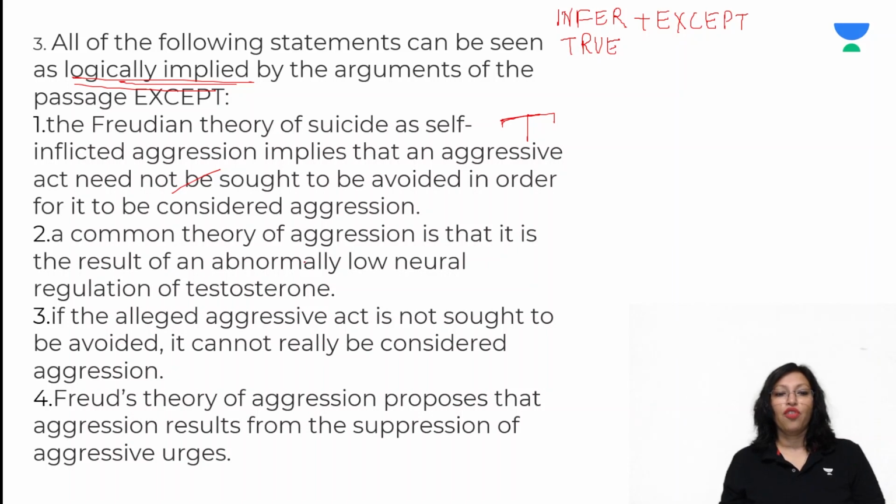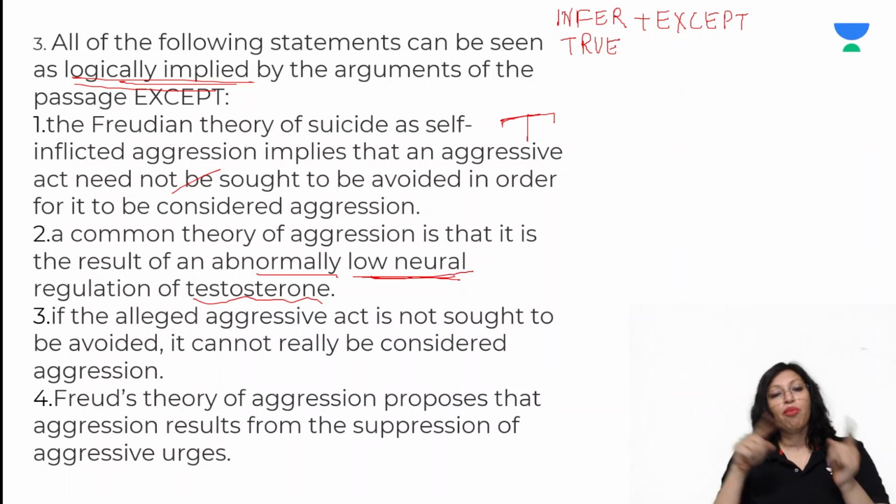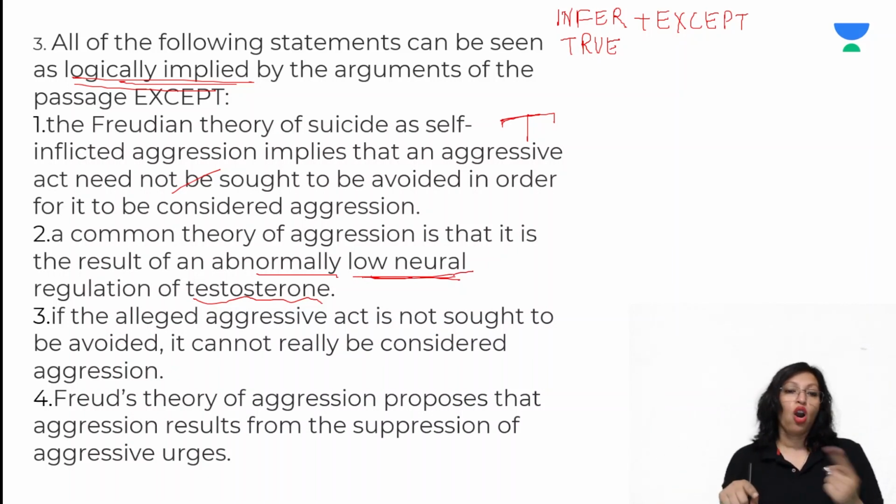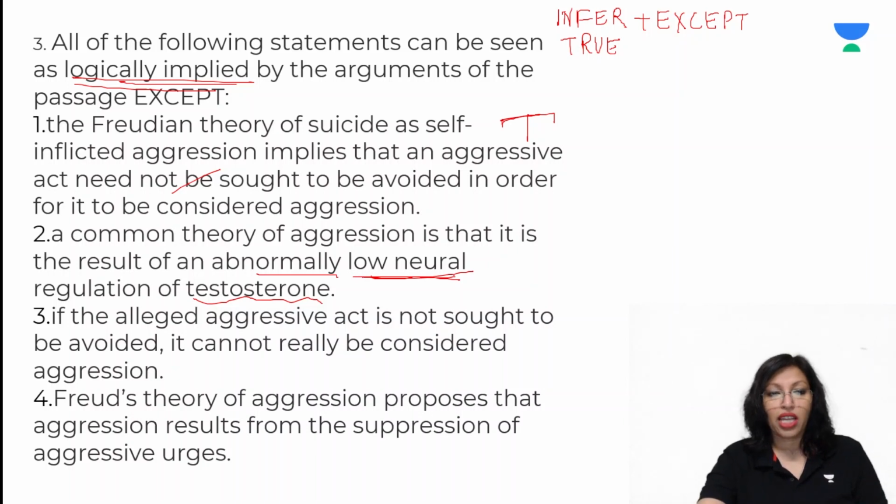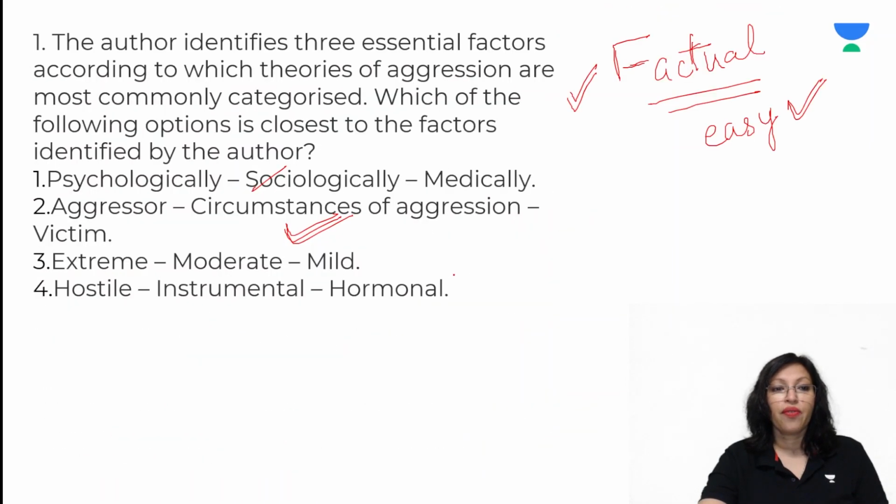A common theory of aggression is that it is the result of an abnormally low neural regulation of testosterone. Well, the passage had said something about an abnormally low neural something. So now I want to go back and check this answer. I am not very sure, because I do remember seeing testosterone somewhere, and I do remember seeing abnormally low neural something. So was it an abnormally low neural regulation, or was it something else? I want to go back and cross check. So let us do this.